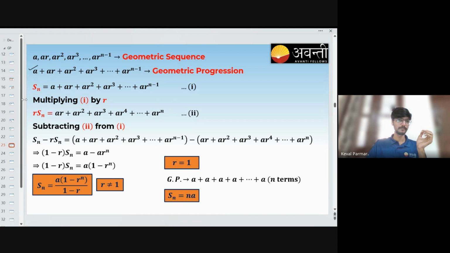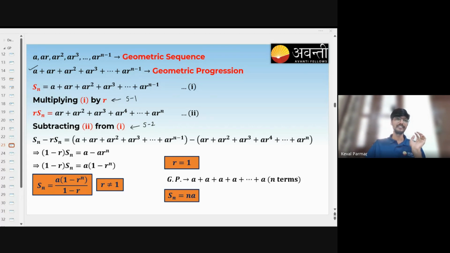This is step number 1. And this is step number 2. These same steps we will be doing in AGP. Those of you who have studied AGP and know how to find the sum of n terms of AGP must remember these steps. What we do first: we multiply by the common ratio and then we subtract.